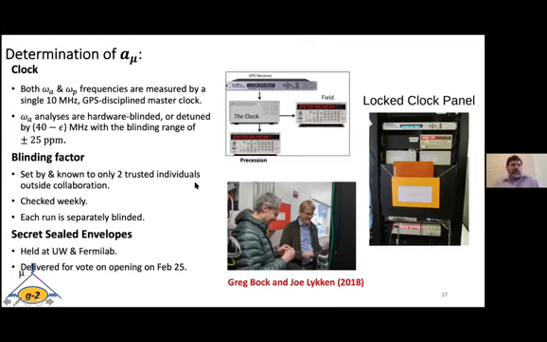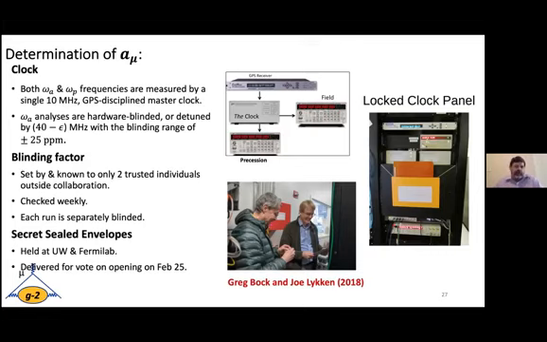We do a blind analysis for this measurement, and so we use a single 10 megahertz GPS disciplined master clock to measure the frequencies. The anomalous precession frequency analysis uses this hardware blinding, which is basically detuning the clock within a range of plus or minus 25 parts per million. Two people who are not collaborators come up with the blinding factor and then check the clock weekly to make sure there isn't drift.